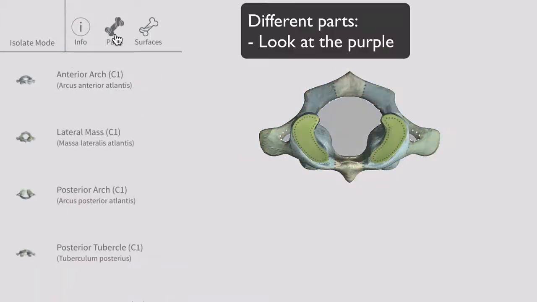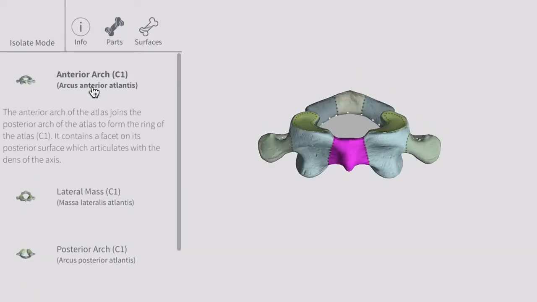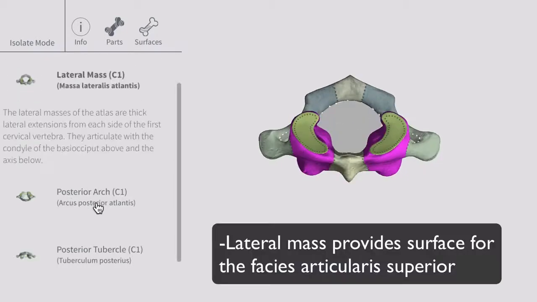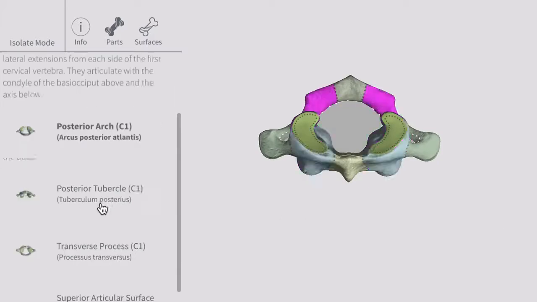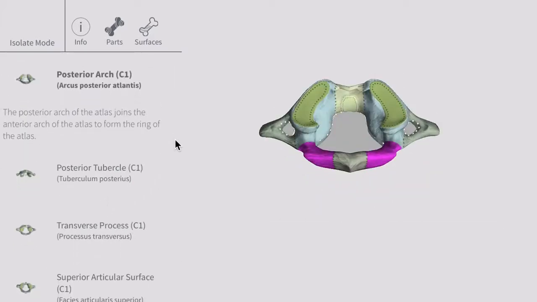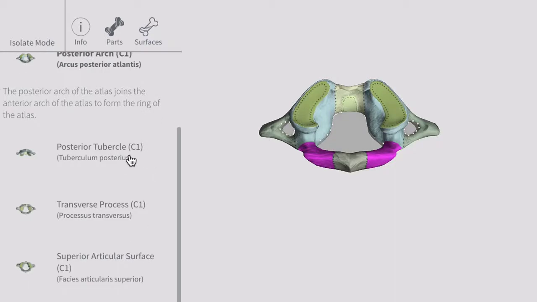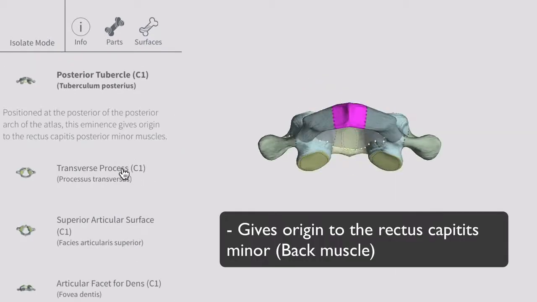So now we've got parts and surfaces. Let's start with parts. We have an anterior arch. The anterior arch joins with the posterior arch to make a circle, and on the posterior side of it you have the dens axis. You also have the posterior arch. You have a posterior tubercle, to which the rectus capitis minor, which is a back muscle, attaches.